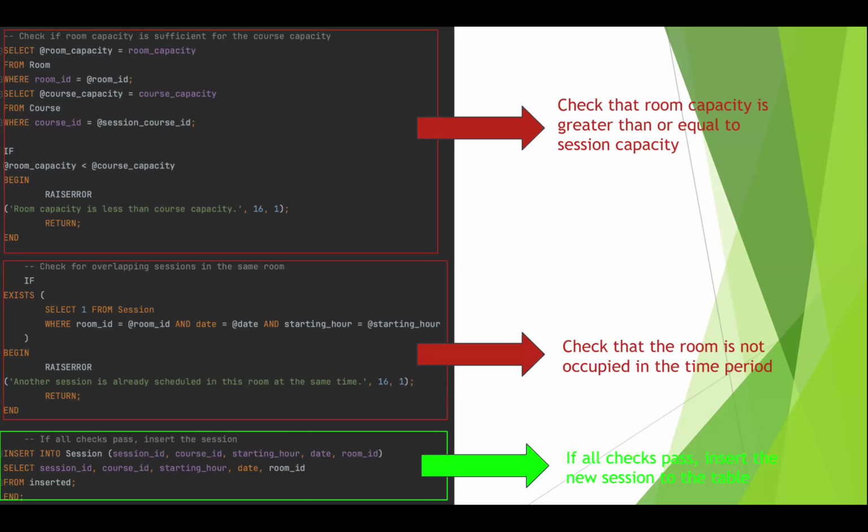Since we want every course to be in a room that is big enough to hold as many members as the course wants. And the second thing is to check the room is not occupied in the time period. There are multiple sessions being taken at the same time, so we want to let the courses take place in different rooms. And if all checks pass, we will insert a new session into the table.